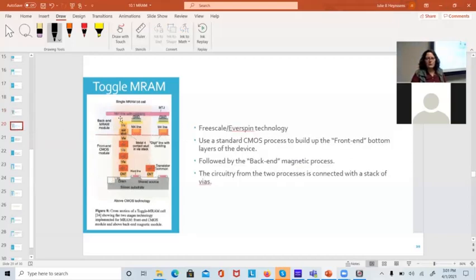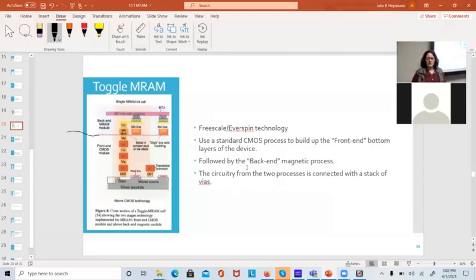So this toggle RAM is one of the types of MRAM that Freescale or Everspin is selling. Right, and I just said that. Uses a standard CMOS process to build up the front. They call this the front end process. Everything below that line is the CMOS front end. Everything above that line is the back end magnetic processing.